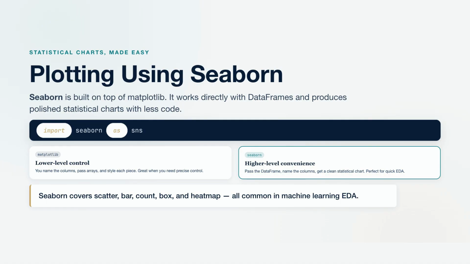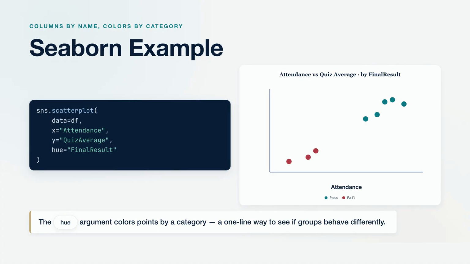In this chapter, the important idea is that Seaborn gives us a higher level way to create usable charts with less code. Here's a simple Seaborn example. This creates a scatter plot using columns from a data frame. One advantage of Seaborn is that we can refer to columns by name. It makes the code easier to read when working with tabular data. We can also add categories using colors. The hue option colors points based on a category, such as pass or fail. This can help us see which groups behave differently in the data.